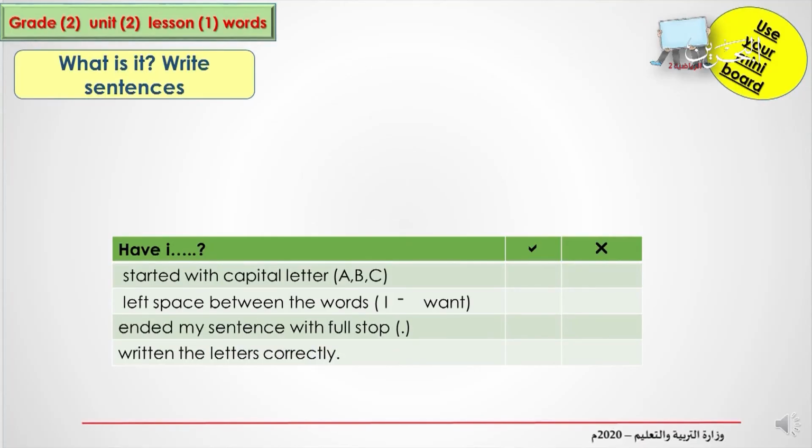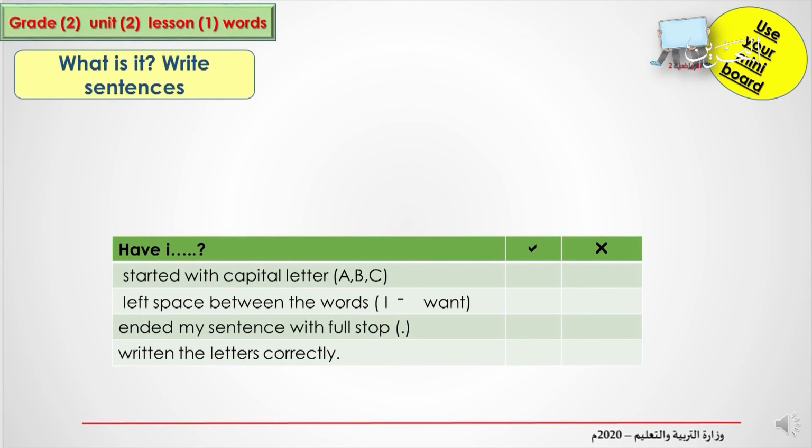So look at this table. Before you start, you have to put in mind that you start your sentences with a capital letter. And you leave space between each word. And you should end every sentence with a full stop. And finally, you have to write the letters on the 4 lines correctly.